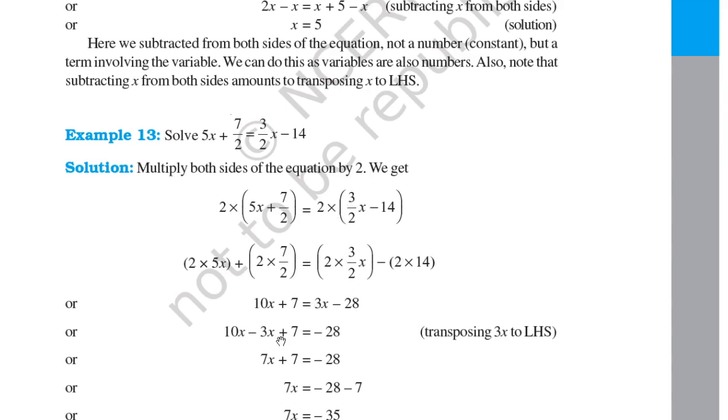So you get here the solution is 10x plus 7. 2 and 2 get cancelled. Here also 2 and 2 get cancelled. So it becomes 3x minus 2 into 14 is 28.